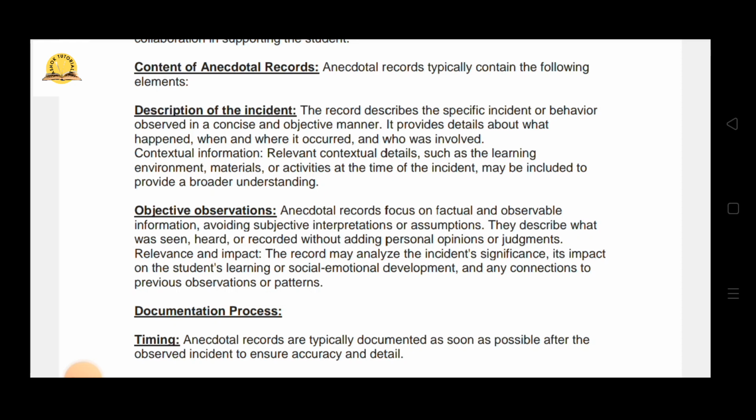So in the MTET exam also, sometimes you get questions like: which case study involves an incident that has happened in the child's life? Name the type of study in which the incident is mentioned. So you have to give the answer: anecdotal records are the ones where the incident, the description of the incident, is given about the child. The record describes the specific incident or behavior observed in a concise and objective manner. It provides detail about what happened, when and where it occurred, and who was involved.